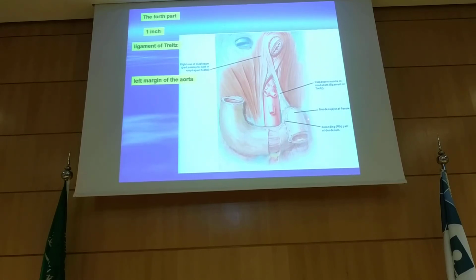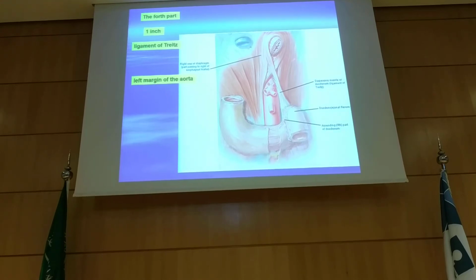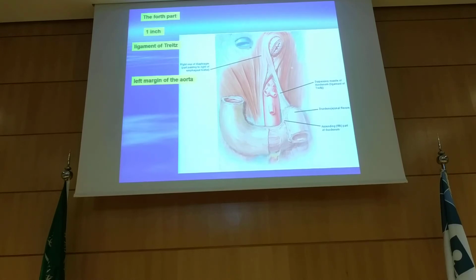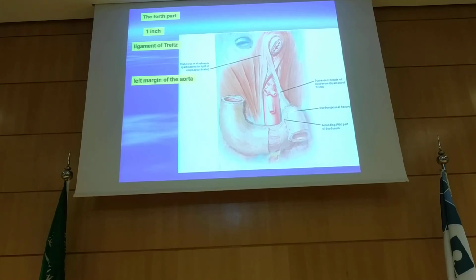And it curves to the left side to create the duodenojejunal junction. Here it is suspended by a ligament to the right crus of the diaphragm. This is the diaphragm, this is the right crus, okay, that is the left crus. Okay? So it is called the suspensory ligament of the duodenum or the ligament of Treitz. It suspends or attaches the last part of the duodenum to the diaphragm.